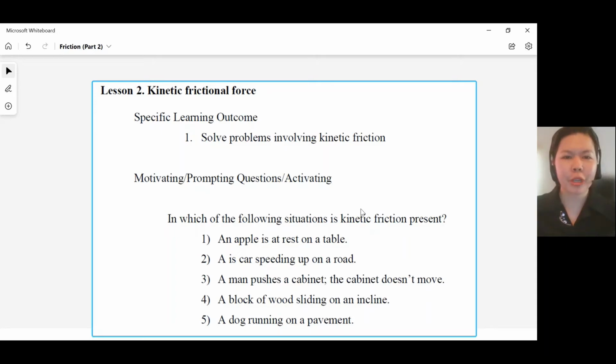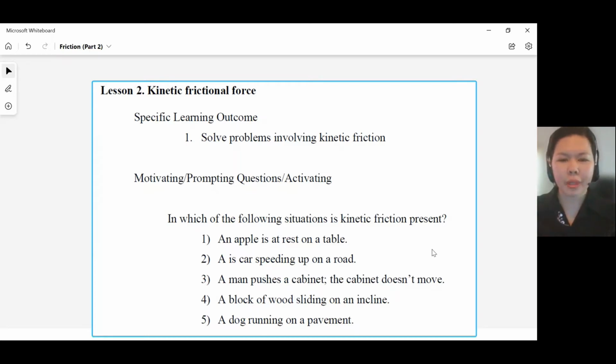Kinetic frictional force, or F sub K. Specific learning outcome: solve problems involving kinetic friction. For the motivating or prompting questions, in which of the following situations is kinetic friction present?